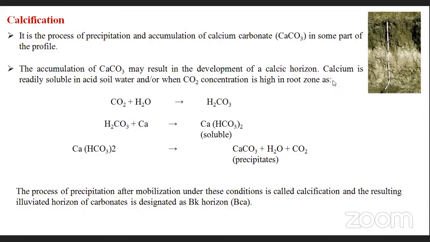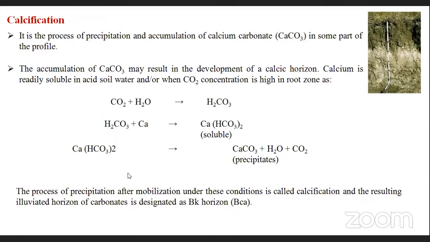Calcic horizon. Naturally, calcium is readily soluble in water. But what will happen when the concentration of CO2 is high in the root zone? There is a production of carbonic acid, which again combines with the calcium to form calcium bicarbonate. Again this is divided into precipitates. What are those precipitates? Calcium carbonate plus water and carbon dioxide. So this complete reaction, the process of precipitation, is nothing but what is called calcification, students.